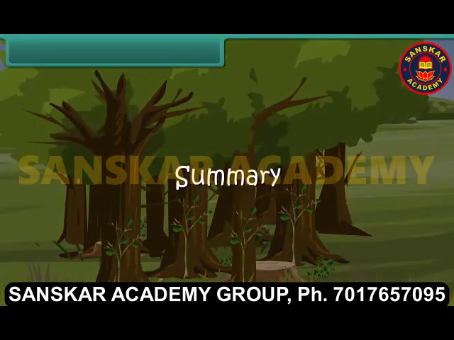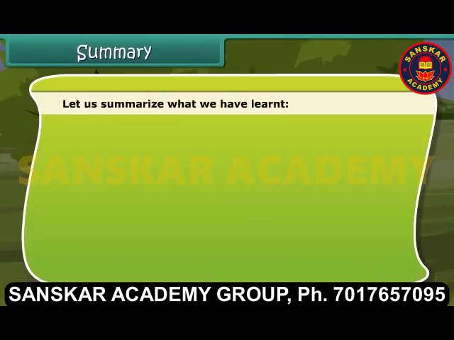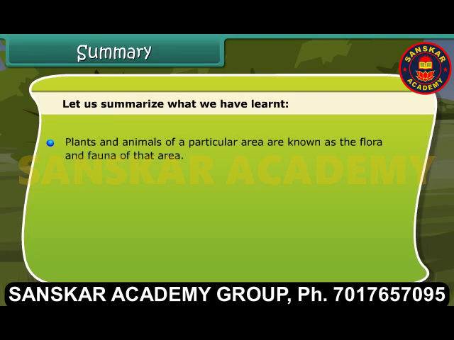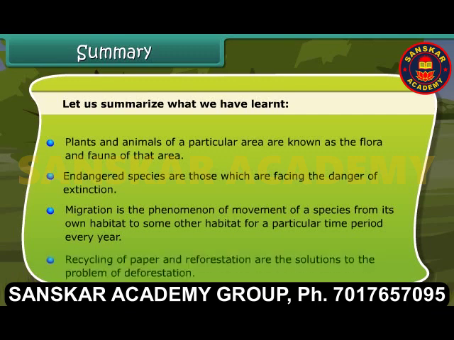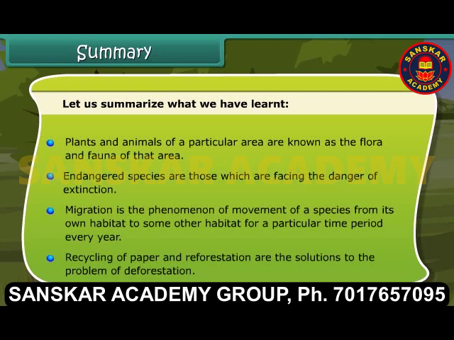Summary. Let us summarize what we have learned. Plants and animals of a particular area are known as the flora and fauna of that area. Endangered species are those which are facing the danger of extinction. Migration is the phenomenon of movement of a species from its own habitat to some other habitat for a particular time period every year. Recycling of paper and reforestation are the solutions to the problem of deforestation.